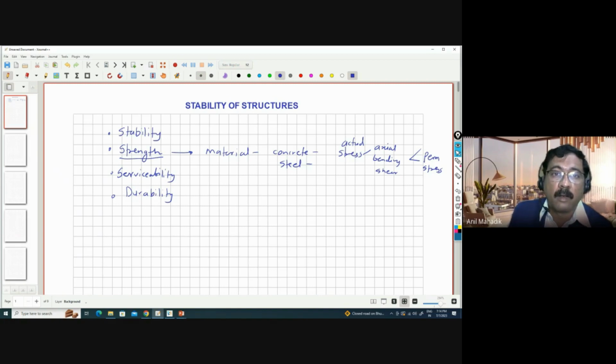Then serviceability is something related with the deflection and crack width. Whatever deflections are there in the structure, they should be less than the permissible deflection. Durability is something related with the life of the structure.